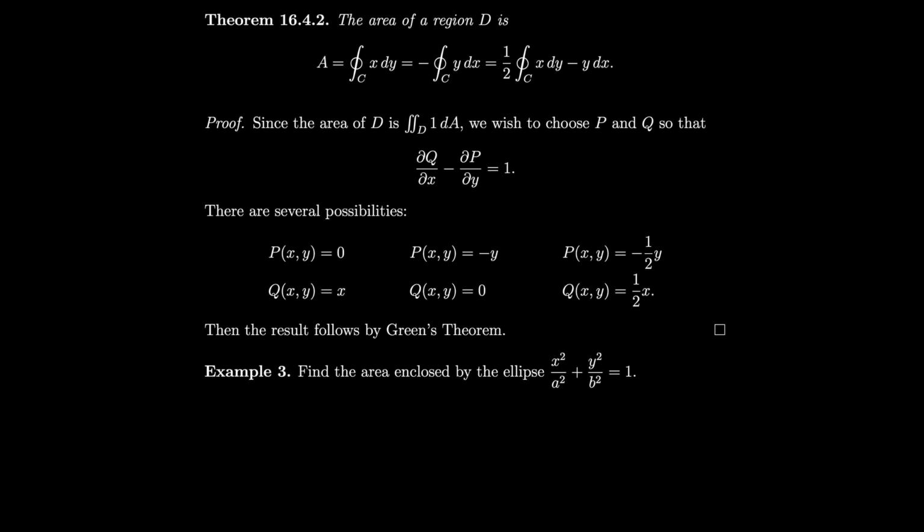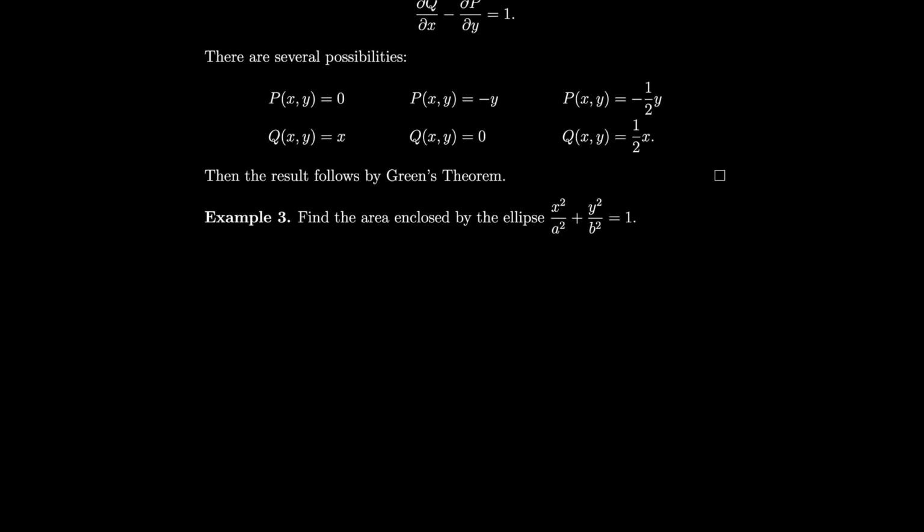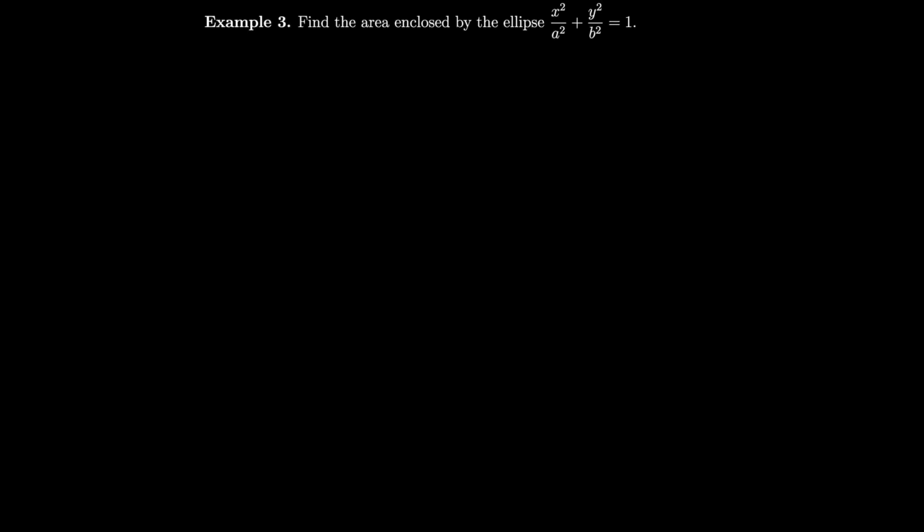So how about we use one of them to find the area enclosed by the ellipse x squared over a squared plus y squared over b squared equals 1. So the area of a general ellipse. So what we'll do is we will parametrize it so we can do a line integral. So we'll say that x is a cosine t, y is b sine t, and t goes from 0 to 2 pi.